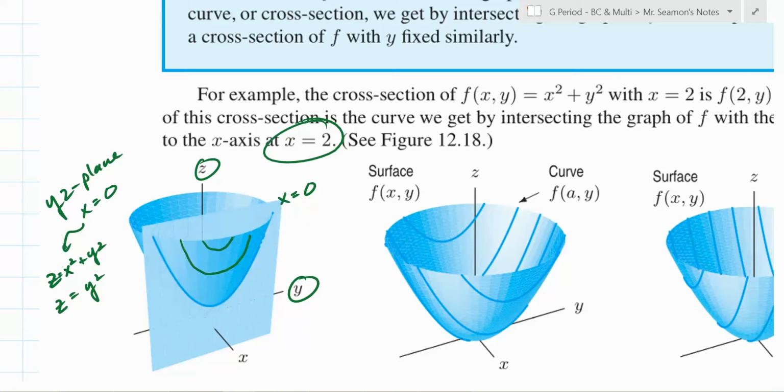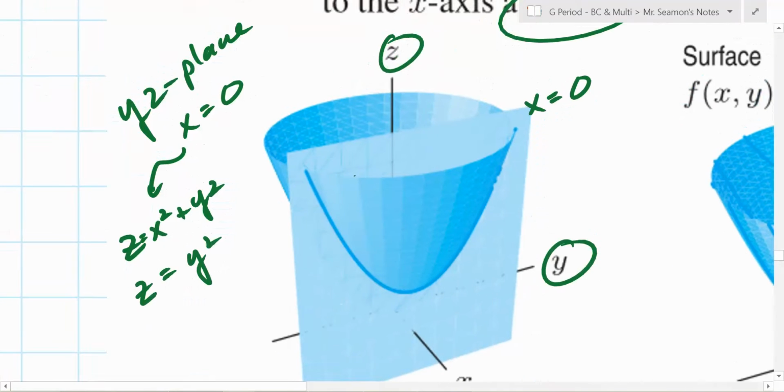Now here's the thing. Is it kind of hard to see the perspective on that? Drawing successive parallel traces can be helpful, but what other traces, what other contours might it be nice to have? Fixing other variables, exactly. So let's look at this one again. Let's fix a different variable.